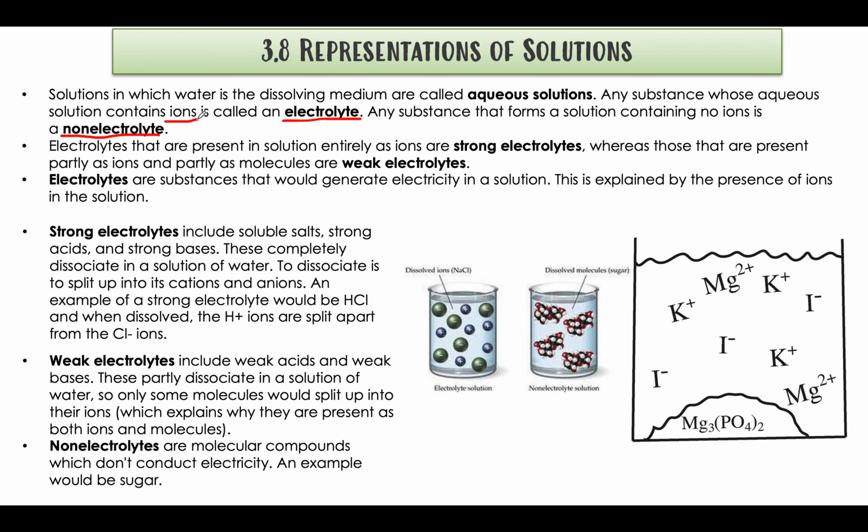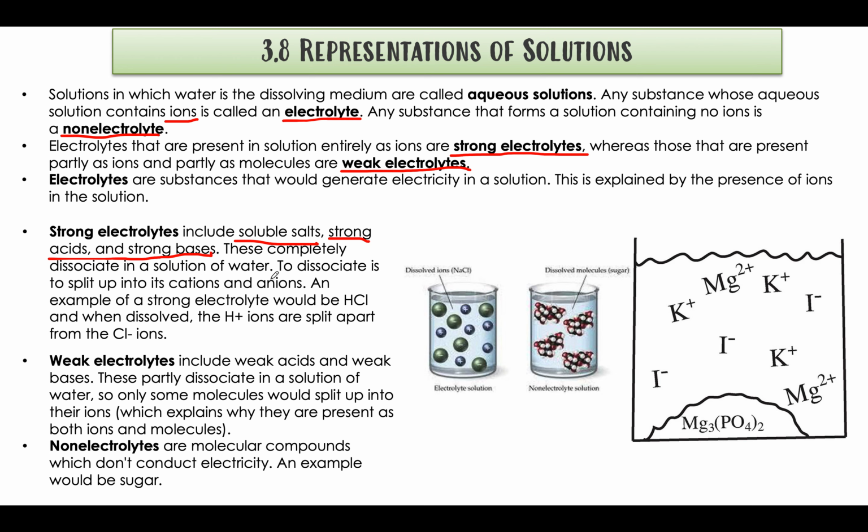Electrolytes that are present in solution entirely as ions are strong electrolytes. This means that they have completely dissolved in the solution. Whereas those that are present partly as ions and partly as molecules are weak electrolytes, so they do not completely dissolve in the solution. Electrolytes are substances that would generate electricity in solution. This is explained by the presence of ions in the solution. Strong electrolytes, those that completely dissolve, include soluble salts, strong acids, and strong bases. These completely dissociate in water.